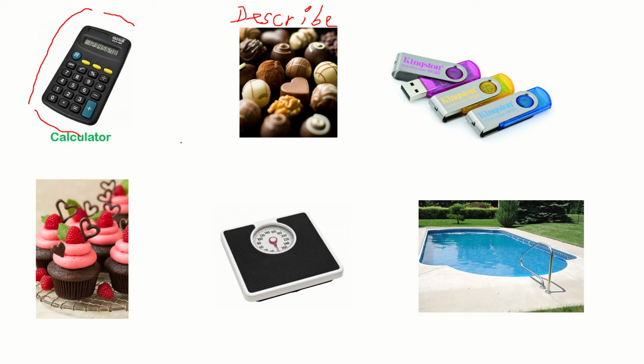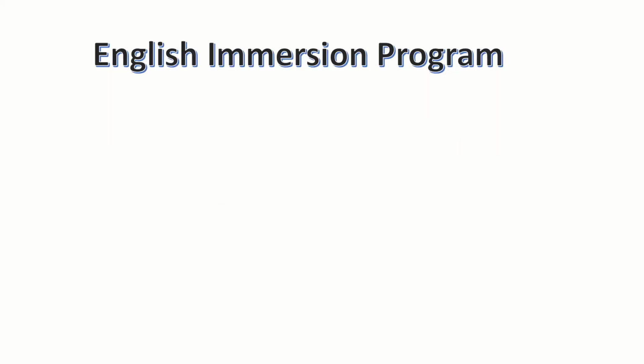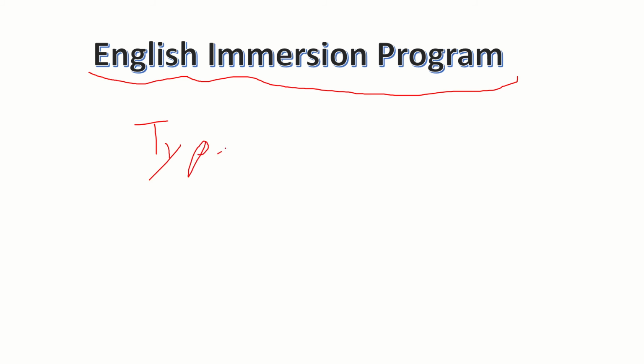Excellent. You know that this is a calculator, of course. This is chocolate. This is a flash drive or flash drives. These are cupcakes. This is a scale. And this is a swimming pool. And this is the English immersion program. And today we are going to talk about conditionals type 0 and type 1.